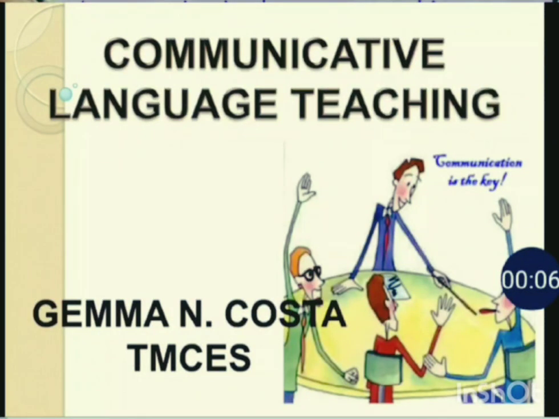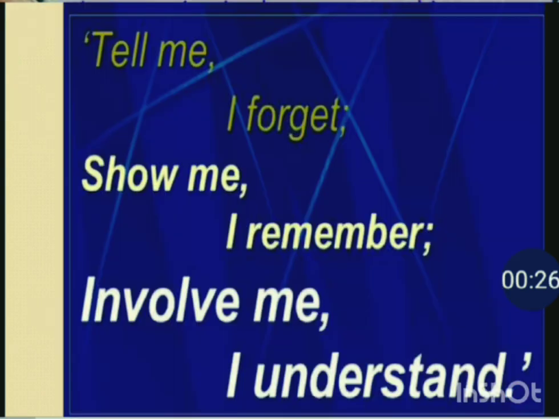Okay. Hi everyone. Today we will talk about one of the most important method approaches. It's called communicative language learning. Okay, what's communicative language learning itself and its importance in teaching and learning? Okay, I want to mention one quote relating to learning and teaching. Firstly, tell me, I forget; show me, I remember; and involve me, I understand.